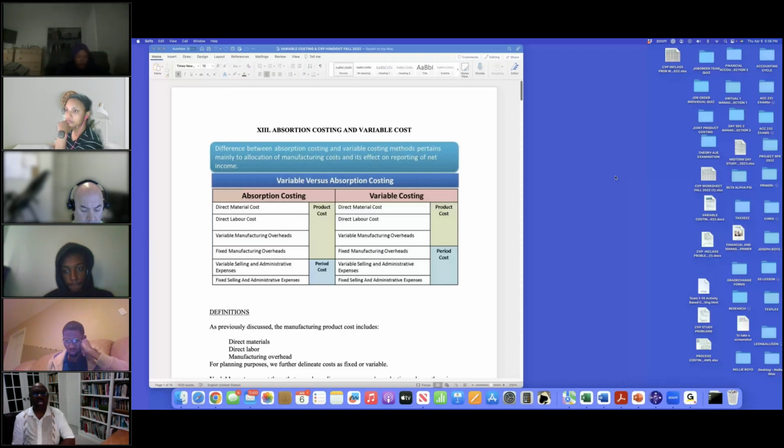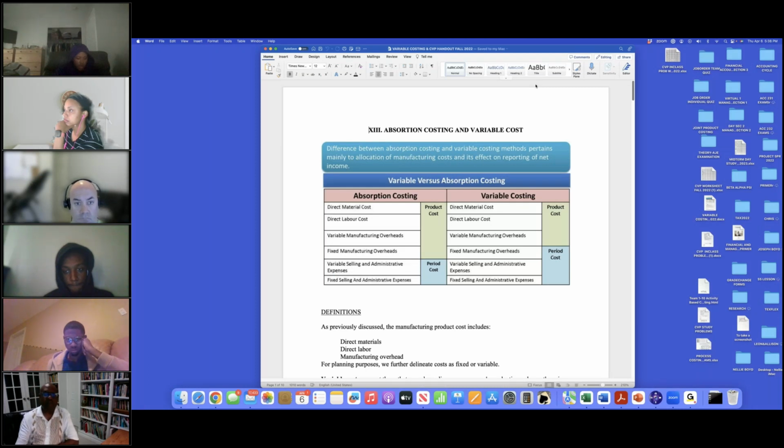Okay, so we are now working with not absorption costing, but variable costing. In absorption costing, these are generally statements prepared for outsiders, and we're going to have product costs and period costs, and that's all we're concerned about. What's the cost of the item? What are the selling and administrative expenses? What's the income?